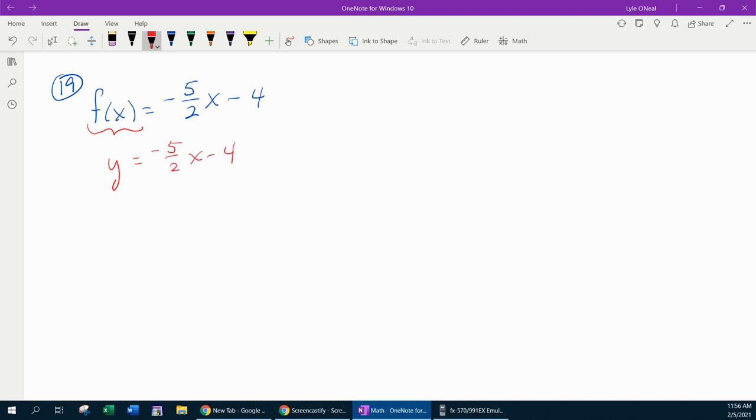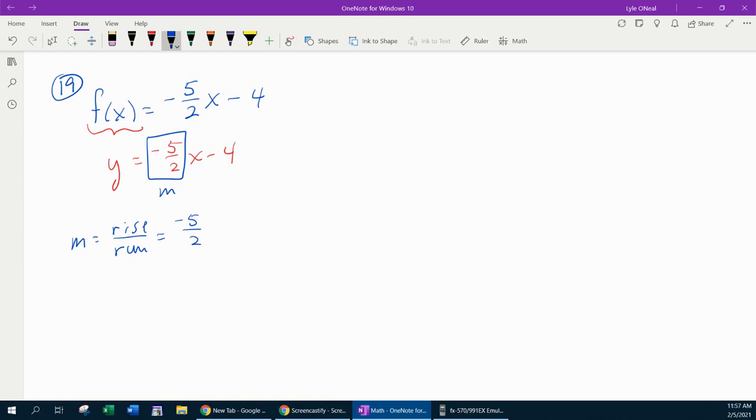And since we have y by itself, this is slope-intercept form. So we're going to demonstrate the slope-intercept method of graphing this time. Here we have our slope is negative 5 halves. Remember that slope is rise over run. And so for our slope, we're going to rise negative 5 and run 2.